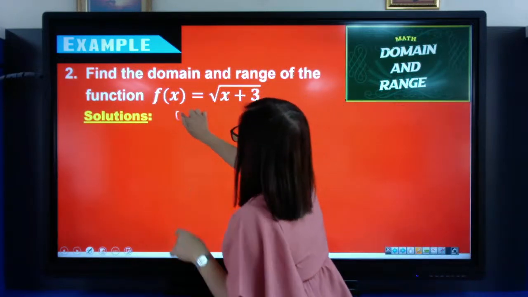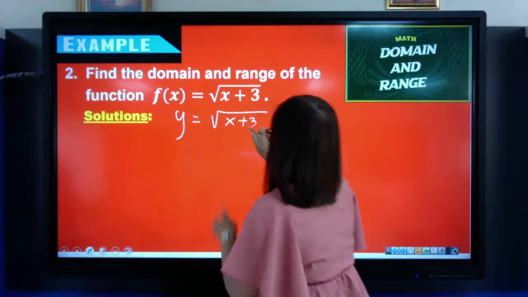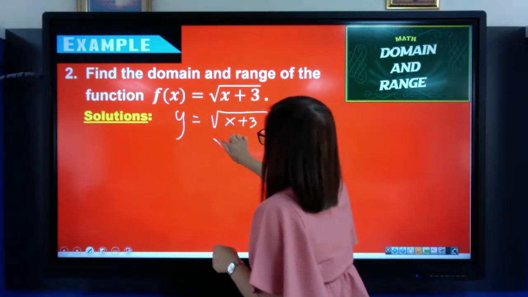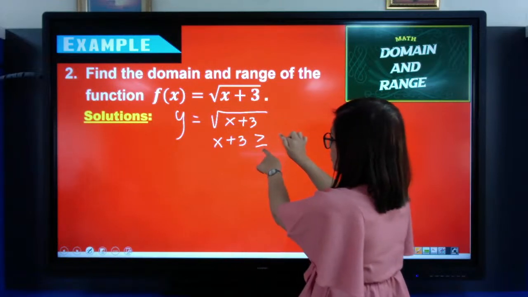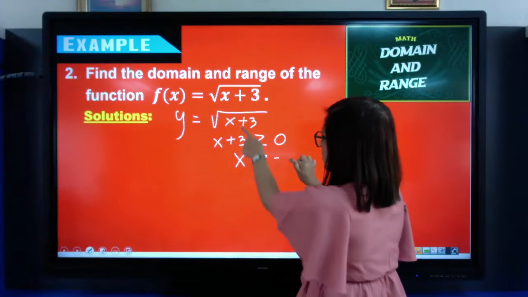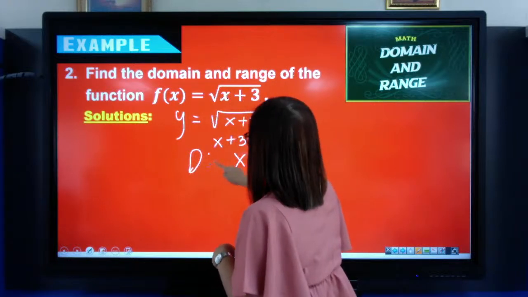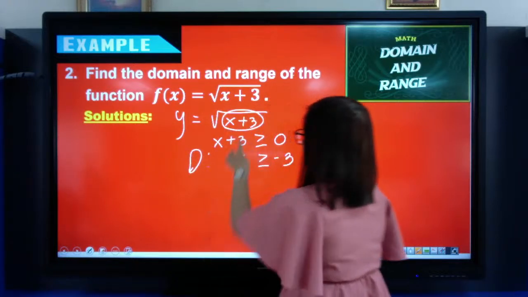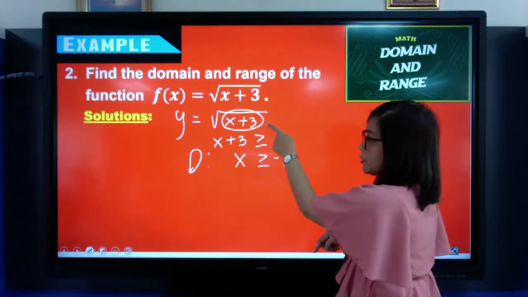This is y equals square root of x plus 3. So what is x? Okay, x plus 3 must be greater than or equal to 0. X must be greater than or equal to negative 3. Therefore, this is the domain, because this must not be negative. This is the same as in relations.